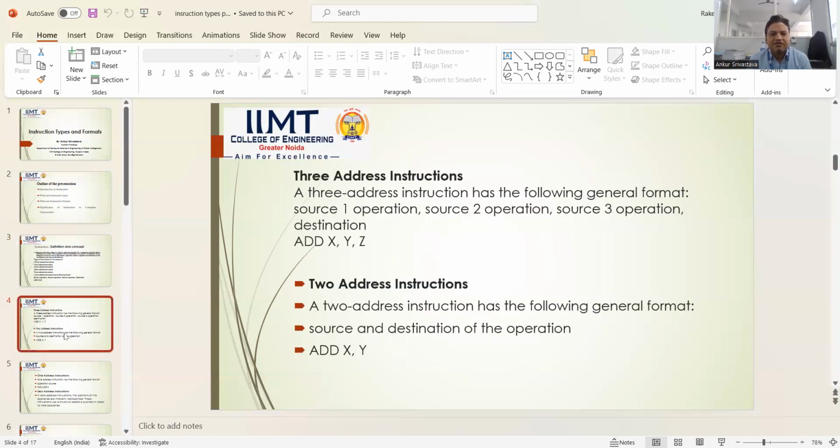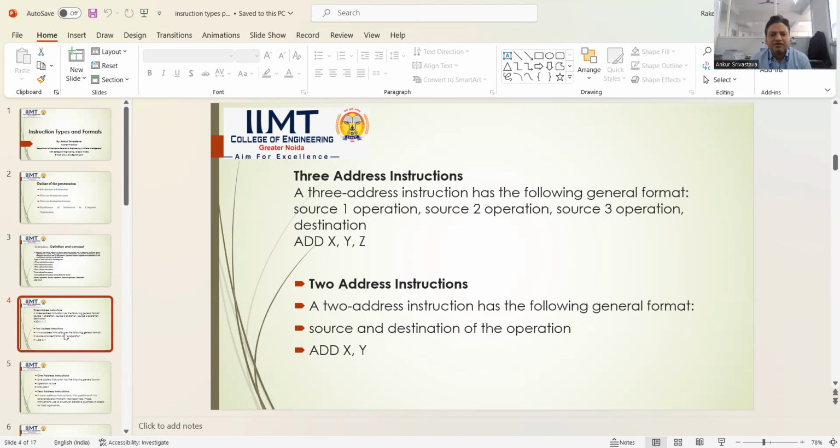In the next slide, we will see what a 3 address instruction is. The previous one was the 4 address. Now this is the 3 address. A 3 address instruction has the following general format: source 1 operation, source 2 operation, source 3 operation, and destination. So in the 3 address, we have add X, Y, Z. It is the same definition as the previous one.